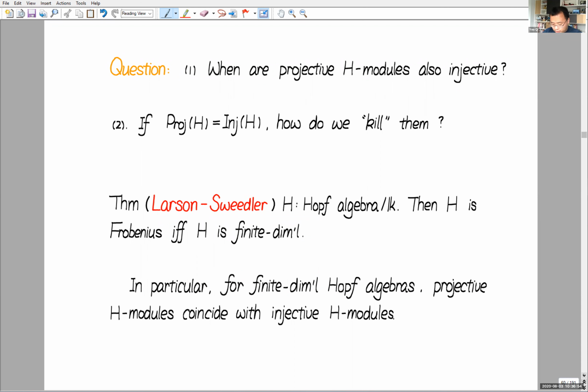So in particular for finite dimensional Hopf algebras, projective H modules are always injective H modules. So whenever you see a projective module occurring as a summand inside a big module, you can always split it off because it's always injective. Okay, so algebraically, that's why this case is more important. And now we want to systematically kill these modules from H representations.